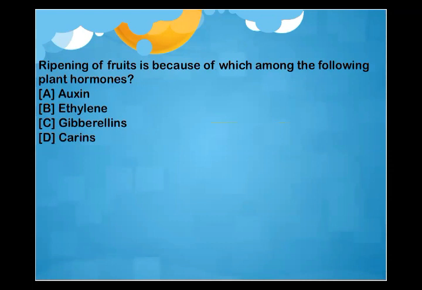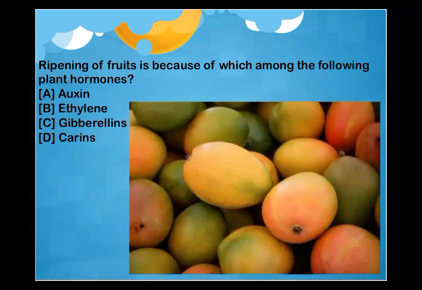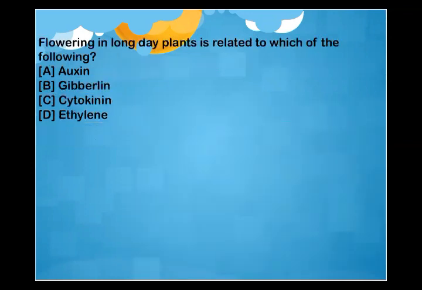Ripening of fruits is because of which among the following plant hormones? Exactly. Ethylene gas, the plant hormone ethylene, plays a major role in fruit ripening.